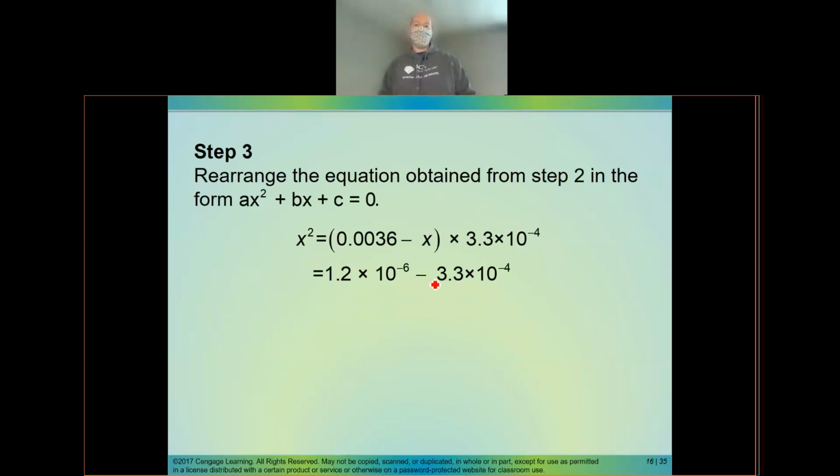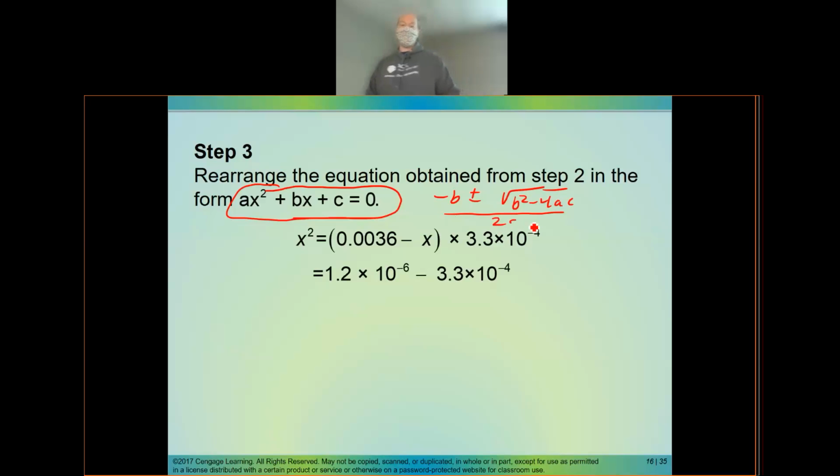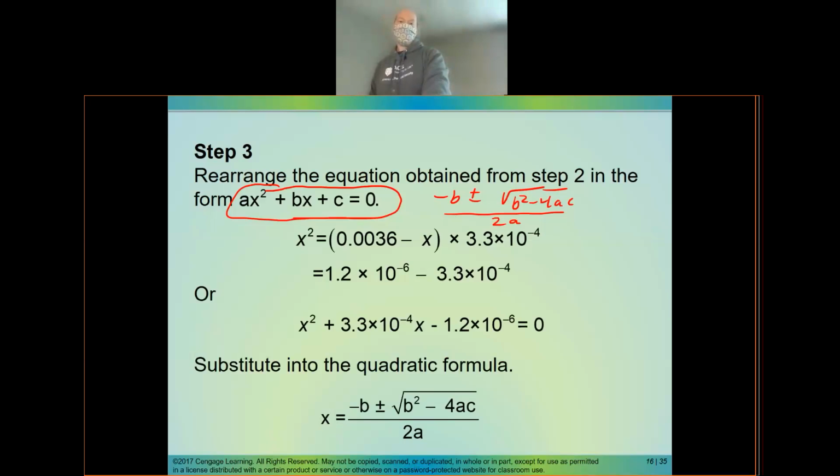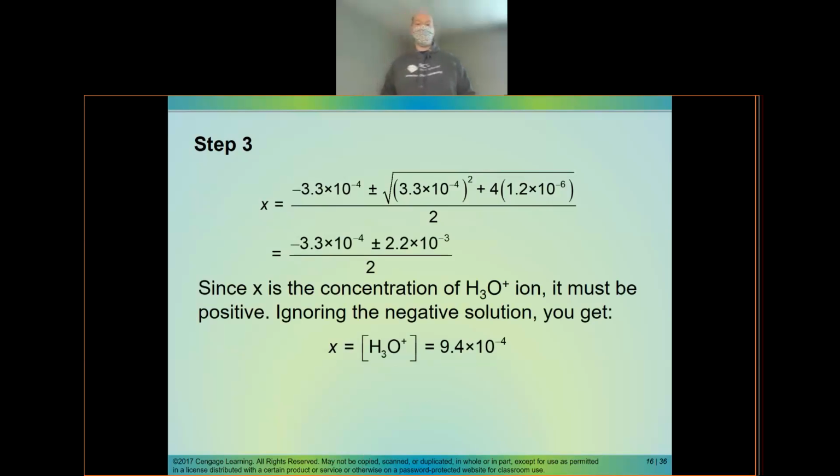And so you have to put it into the form of ax squared plus bx plus c equal to 0, and then you plug in negative b plus or minus the square root of b squared minus 4ac, all over 2a. So in this case, you can still do successive approximations, but it's going to take a lot of them, or you plug it into your quadratic equation. And when you do, you get 9.4 times 10 to the minus 4 for your x.